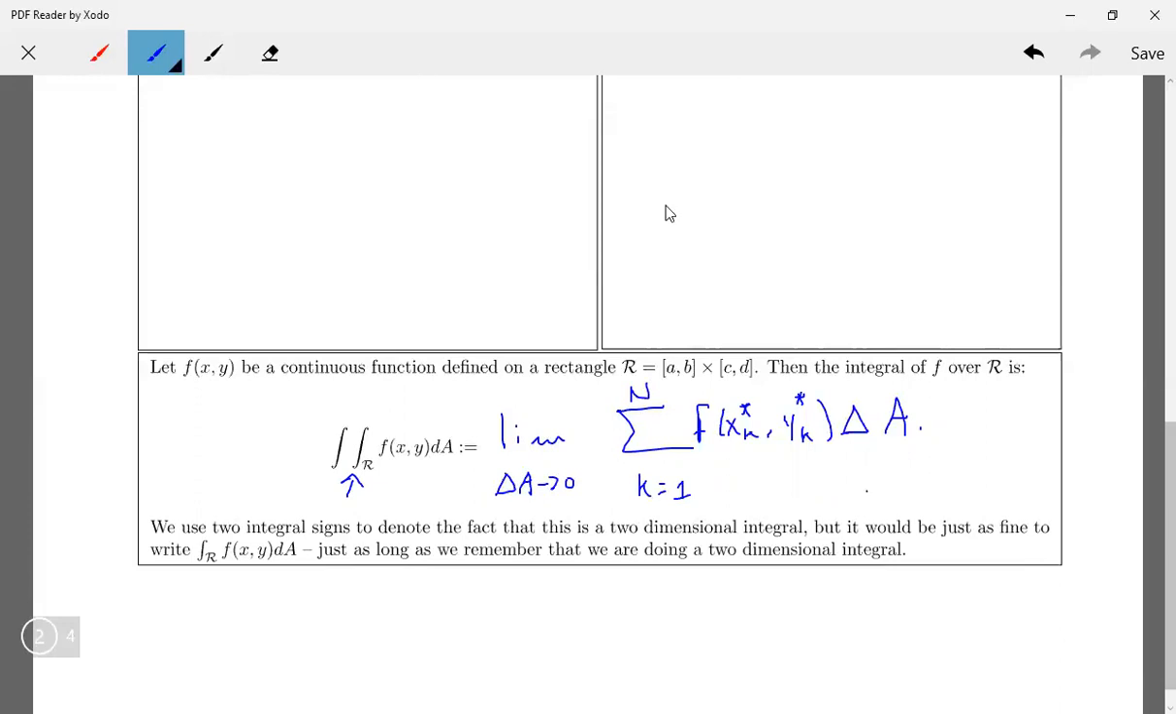Now, in the next video, we're going to learn how to actually compute a double integral. And we're going to use the iterated integrals that we saw in the previous video, or in the previous lecture.